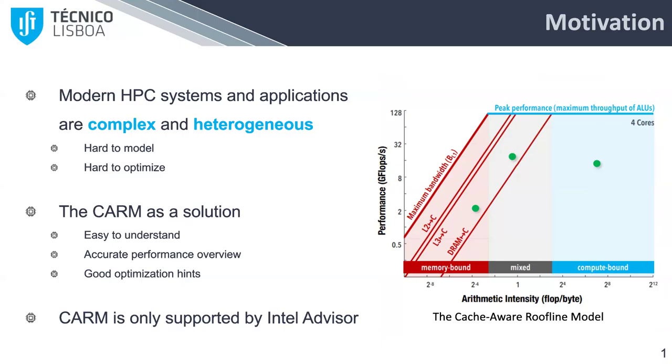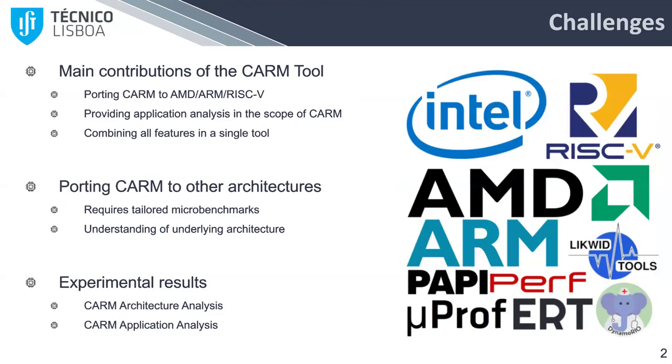It provides an easy to understand and accurate performance overview, along with some good optimization hints for profiled applications. However, one issue with the CARM model is that it's only supported by Intel Advisor, which limits its potential users. And so this problem is the main objective of the CARM tool, to port the CARM model to other CPU vendors in an open source format, specifically AMD, ARM, and RISC-V CPUs, alongside the support for application analysis in the scope of the CARM model. And finally, the combination of all of these functions in a single tool, which is the CARM tool.